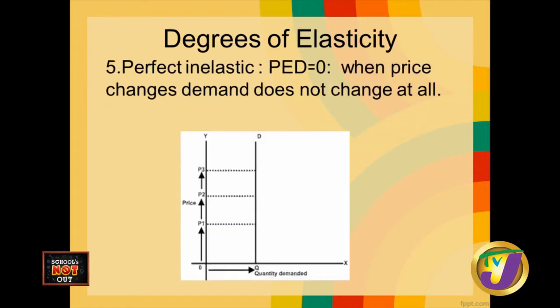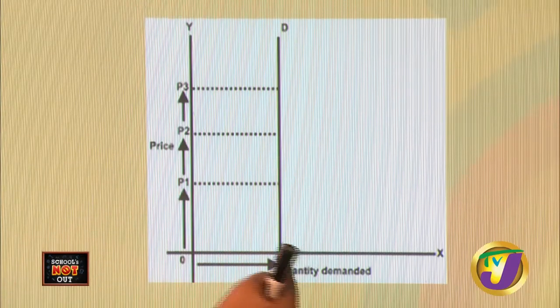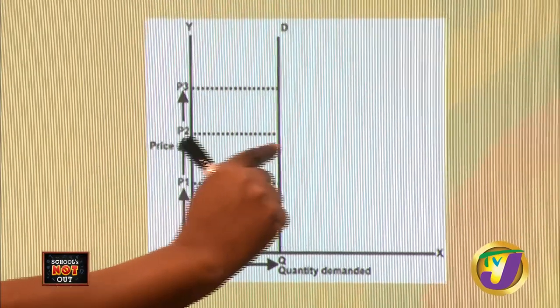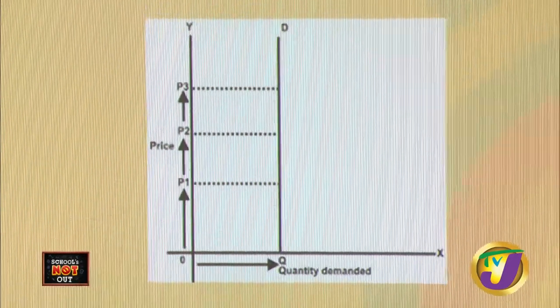And the last one in terms of the degrees is perfectly inelastic. This is when the price elasticity of demand is equal to zero, it means that when price changes, demand does not change at all. Now, if you look at the demand curve, it is vertical. And even with the price changes, demand remains constant.